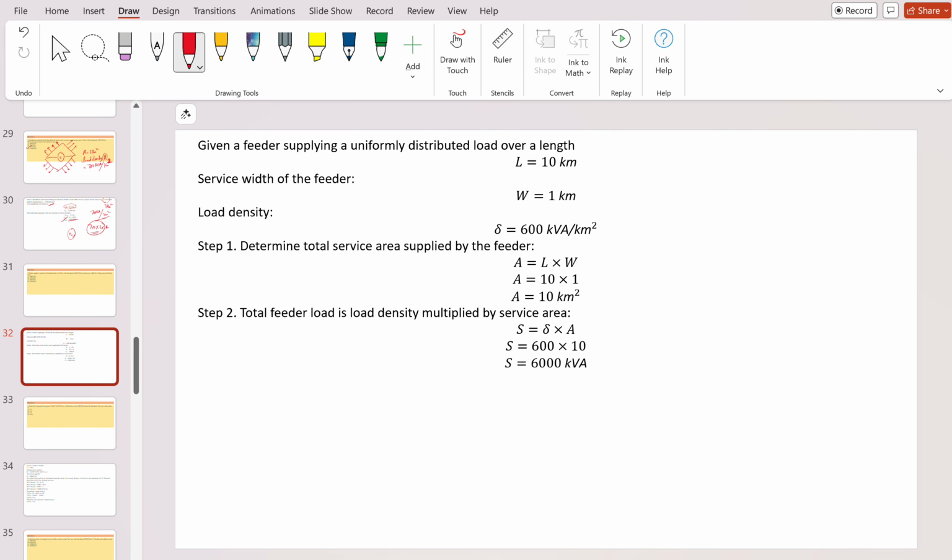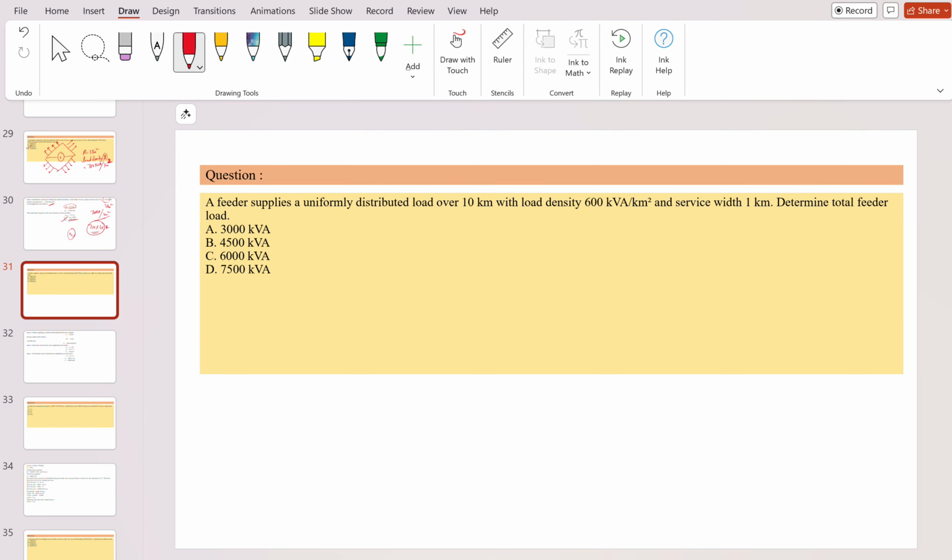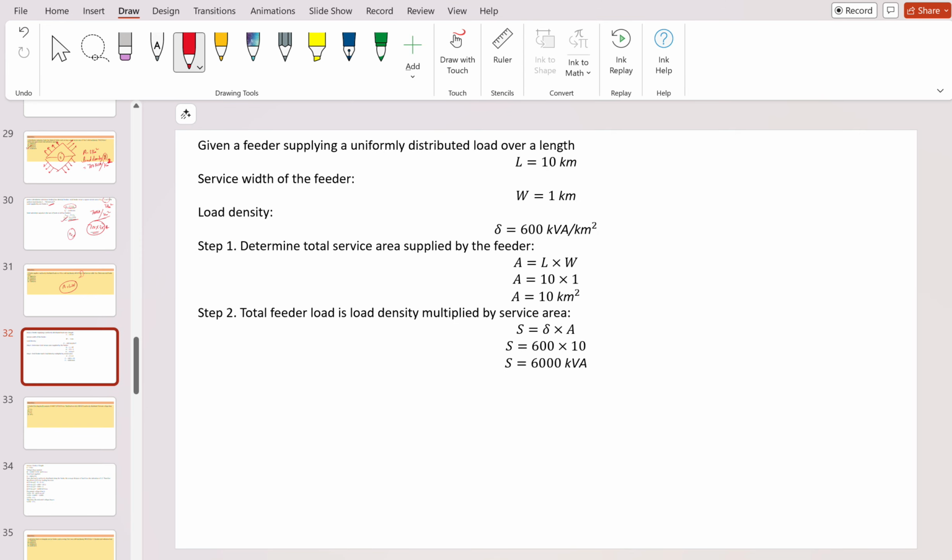So when you see here, the same kind of problem is there. Only the area is not being mentioned. So area you already know, that is length multiplied by width. So it is simply 10 multiplied by 1, that is 10 kilometer. And the formula that was already there is actually here also.